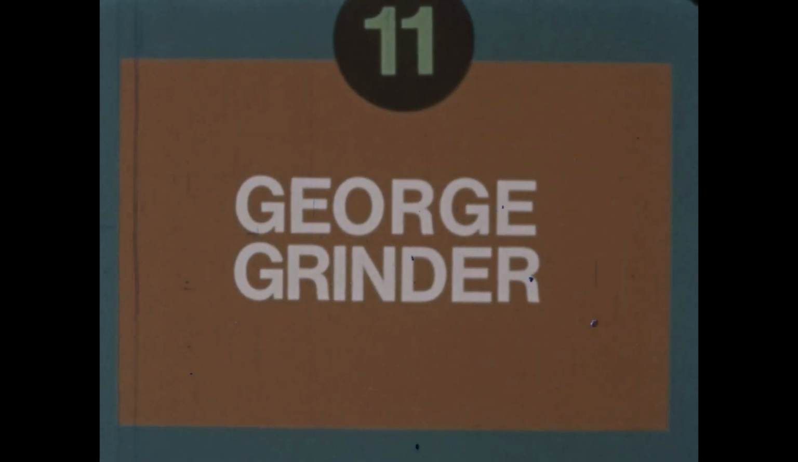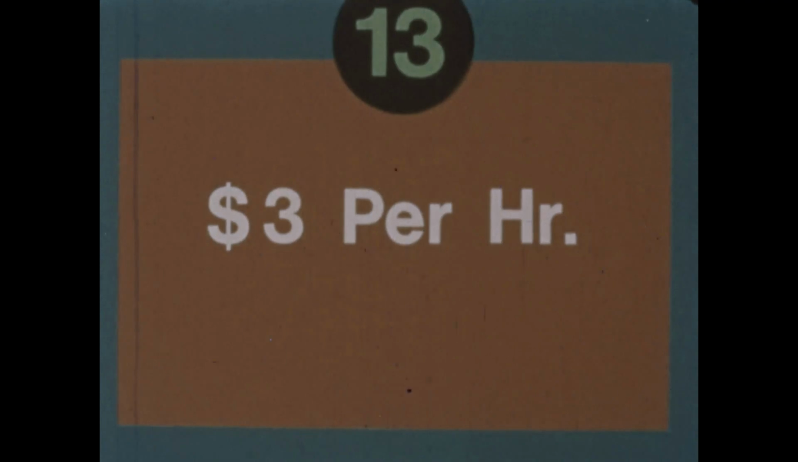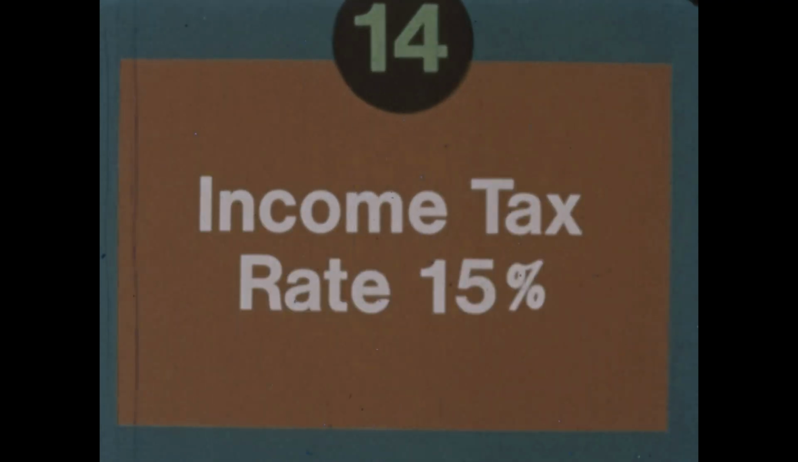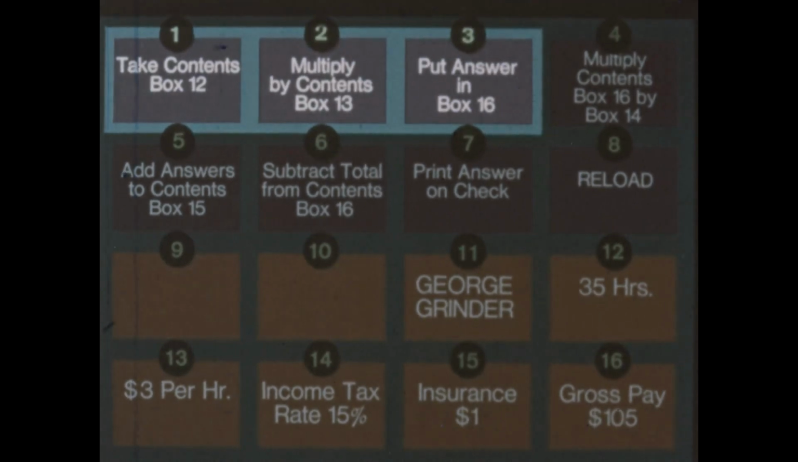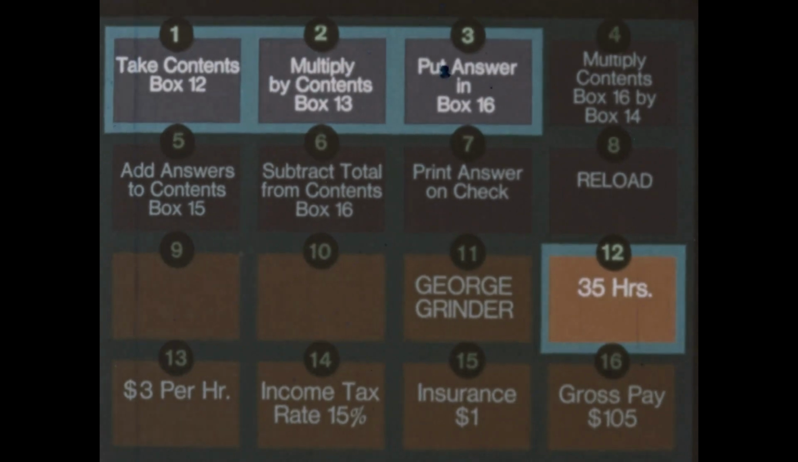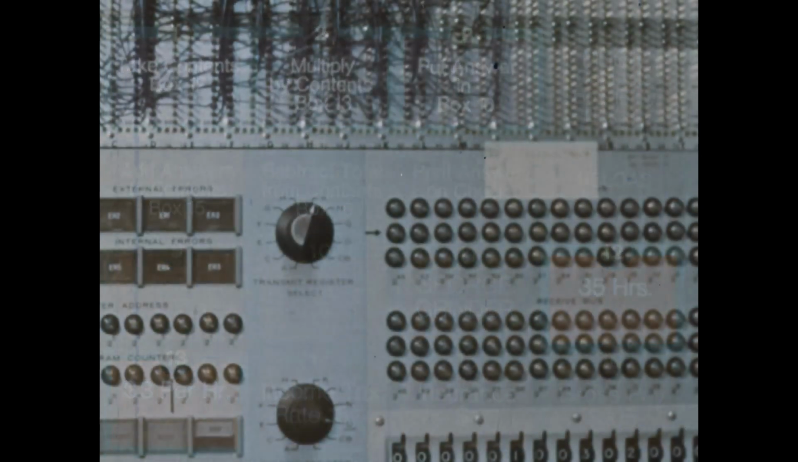Our program instructed the computer to put the first employee's name in address number 11, the hours he worked in 12, his rate of pay in 13, tax percentage in 14, and insurance deduction in 15. The first calculation instructions of the program are: take the contents of address 12, hours worked, and multiply it by the contents of address 13, the employee's pay rate.